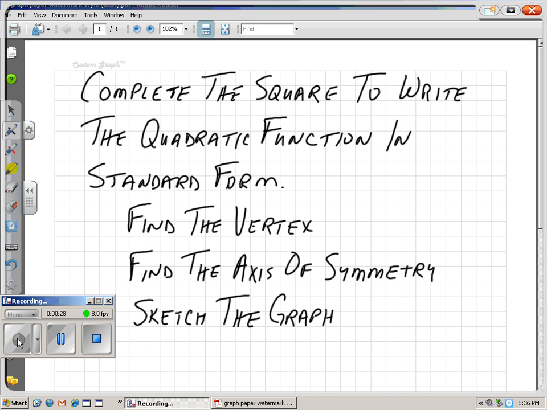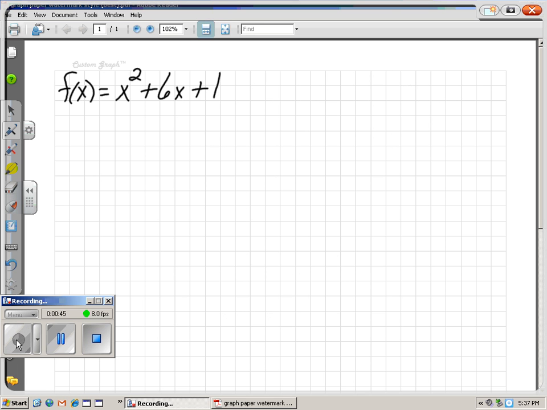All right, we have 3 things I want you to do here. Well, 4, I guess. I want you to complete the square to change the quadratic function into standard form. Then I want you to find the vertex, I want you to find the axis of symmetry, and I want you to sketch the graph. So we got a lot to do here.